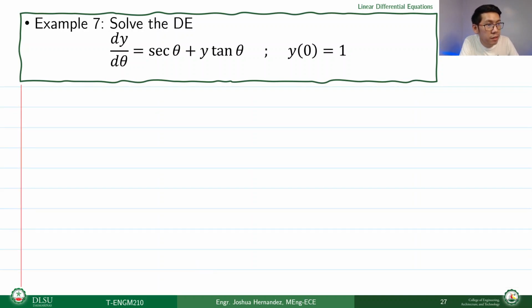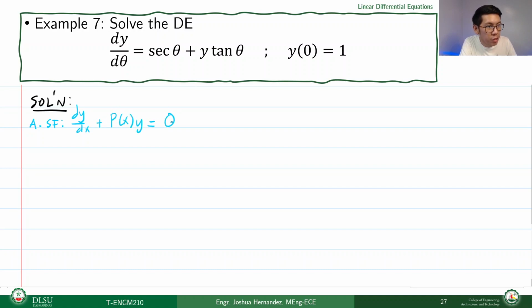We have solution. Okay. First, we need to recognize kung siya ay nasa standard form na. Ang standard form natin ay dy over dx plus p of x y equals q of x. Okay. You can understand na hindi y and x ang variables na ginamit, kundi y and theta. So, this will be dy over d theta plus p of theta y equals q of theta.